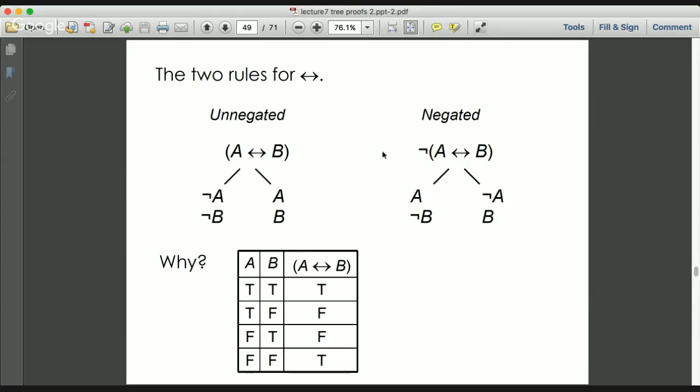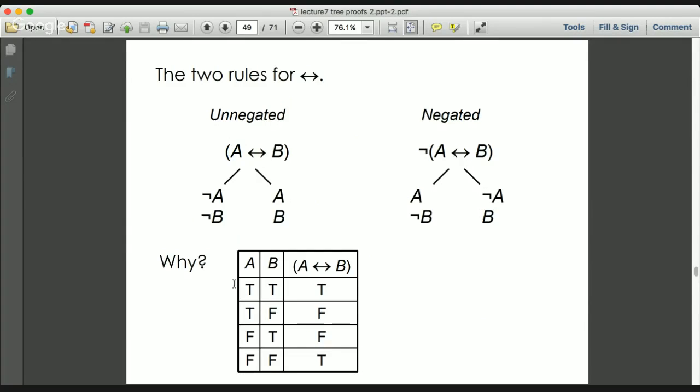So let's have the last rule. This is the biconditional rule, the double arrow. So unnegated, A if and only if B. We write one branch on this side that's got not A and underneath it not B, and another branch where we write both A and B underneath it. And on the other side, these two, I'm just going to talk about them both together straight away. The negated rule has, on one branch, one of the things with the negation of the other, and then the other branch has the opposite way round.